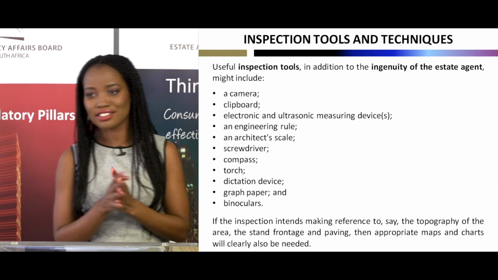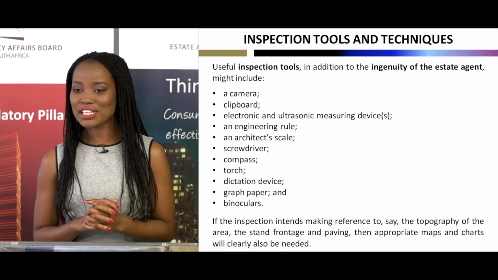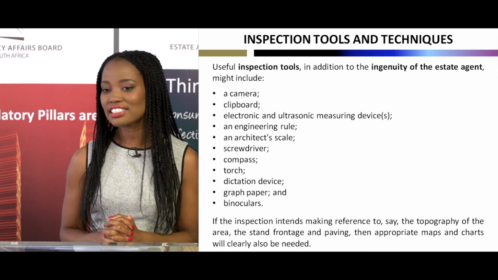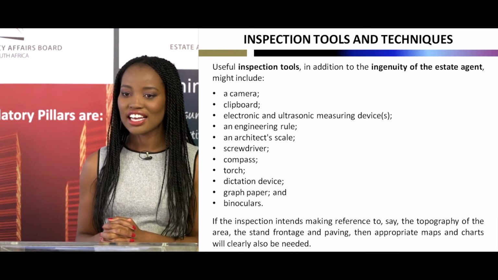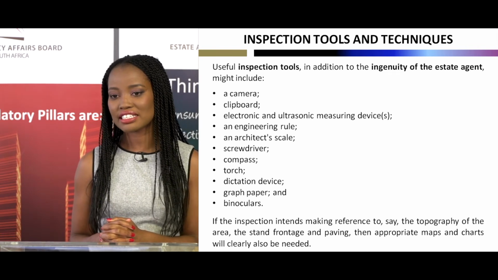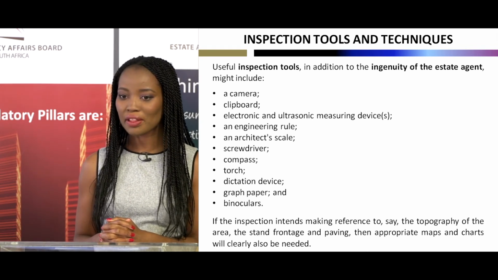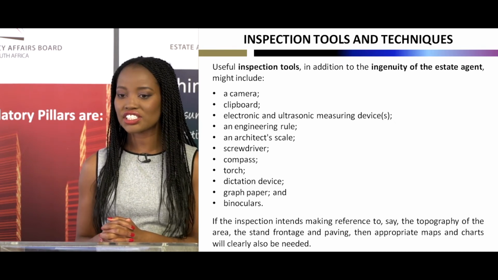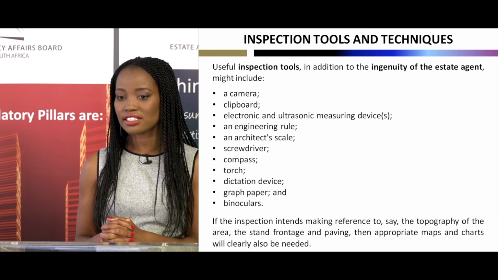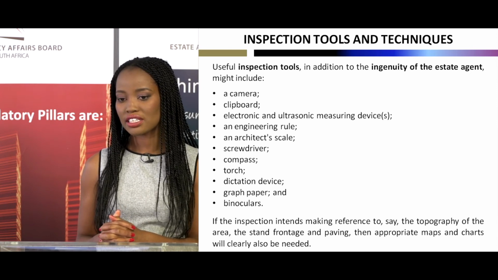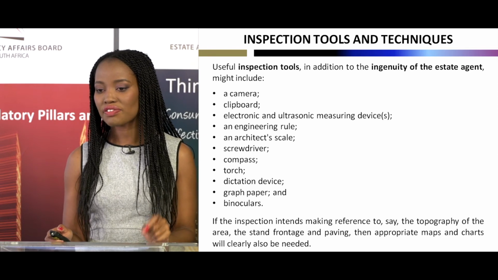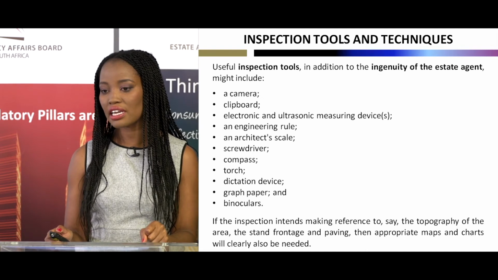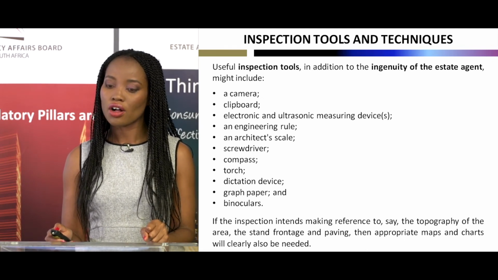Inspection tools and techniques used to value a property. Useful inspection tools, in addition to the ingenuity of the estate agent, might include a camera, clipboard, electronic and ultrasound measuring devices, an engineering rule, an architect scale, screwdriver, compass, torch, dictation device, graph paper, and binoculars. If the inspection entails making reference to, say, the topography of the area, the stand frontage and paving, then appropriate maps and charts will clearly also be needed.